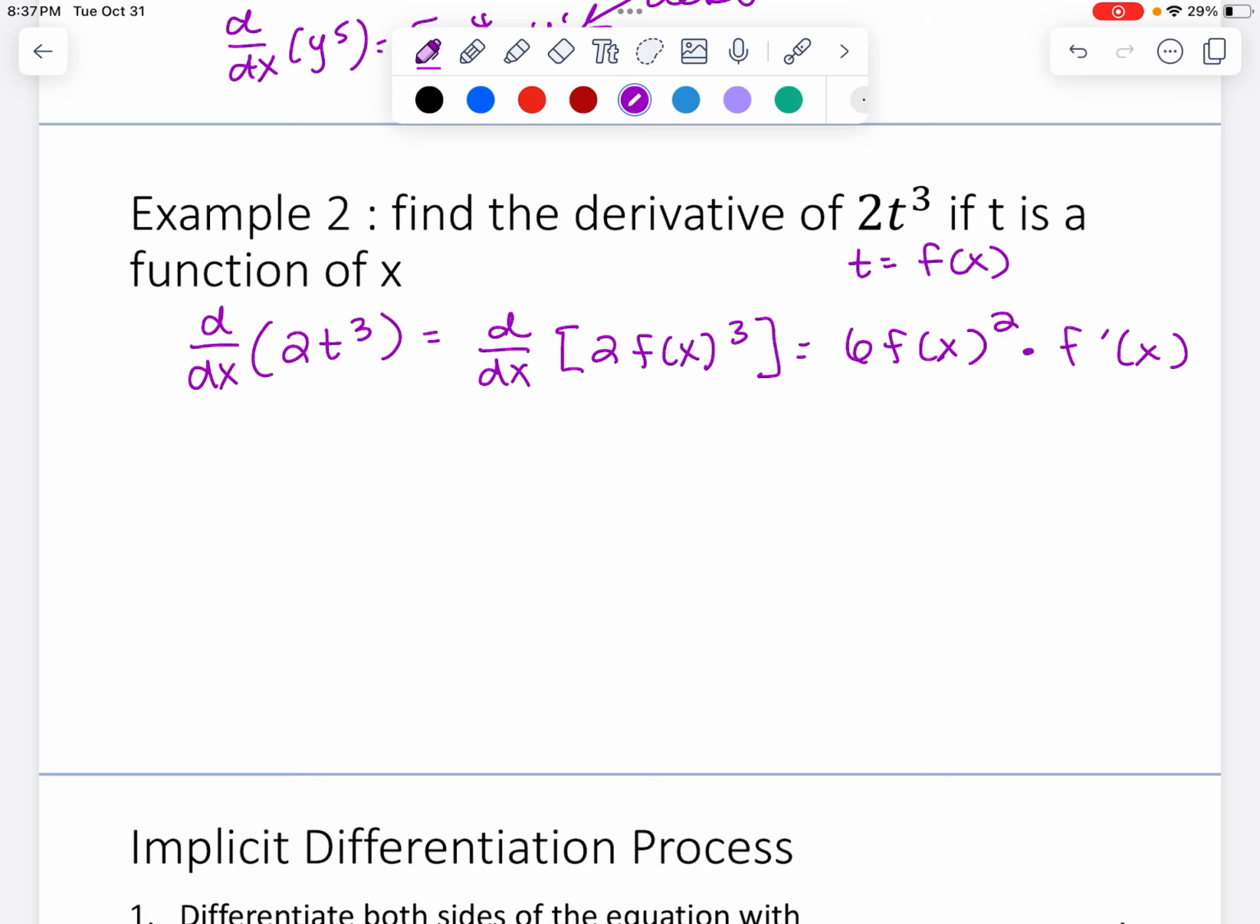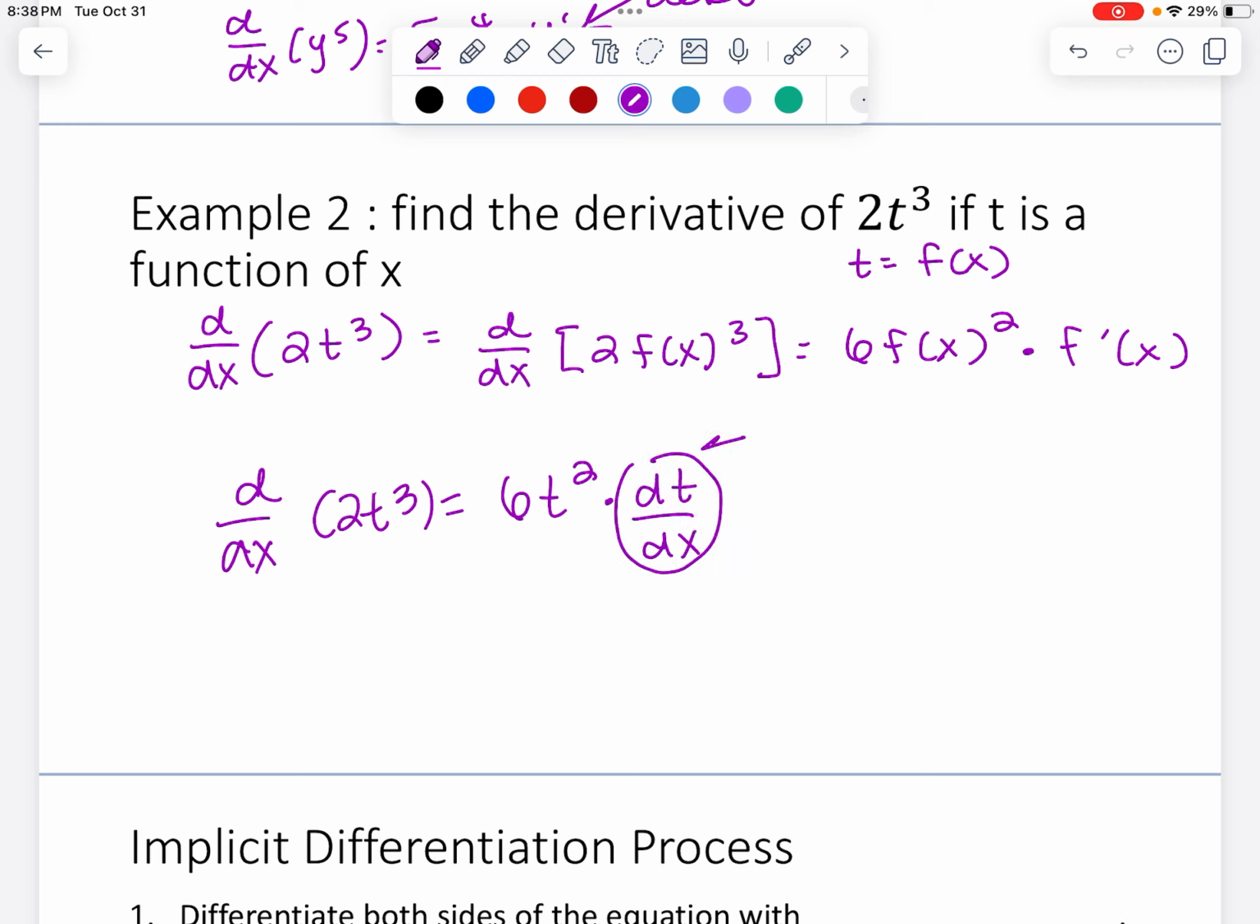Or in other words, if you feel like you got it, essentially it's going to be 6t squared, because that's the derivative of this outside part, and then we multiply that by the derivative of the inside, which is dt dx, because what this represents is just the derivative of t. And if you would like to write it shorter, you would write the derivative of 2t cubed equals 6t squared times t prime.